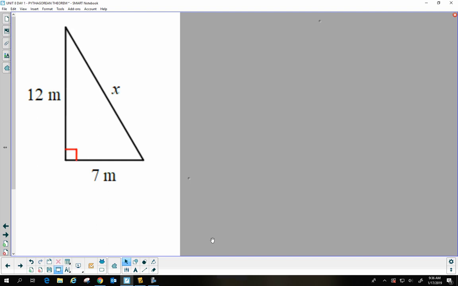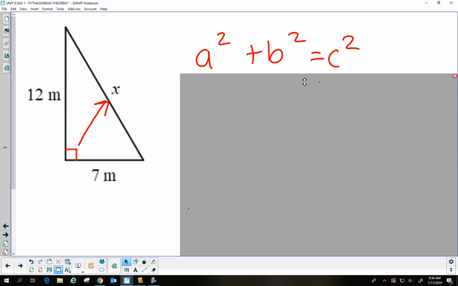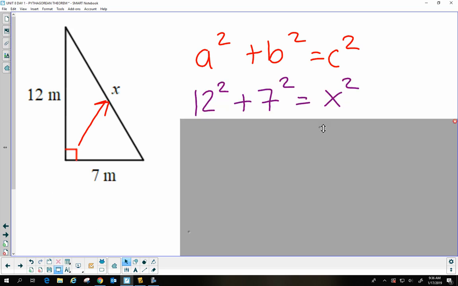So this problem is very similar. It's good to identify the hypotenuse, the side across from the right angle. So x is our hypotenuse again. It's always good to write the formula every time. So 12 and 7 are my legs. I plug them in for A and B. It doesn't matter which order because addition is commutative. I can add either way. X goes in for C, my hypotenuse.